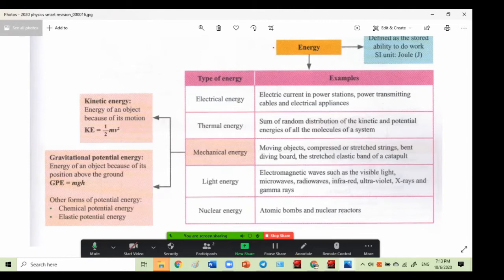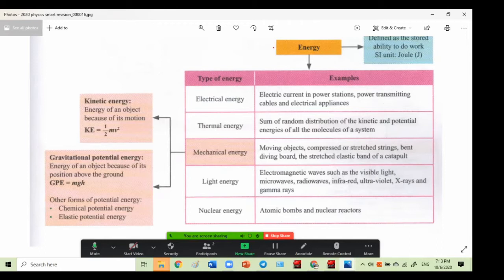Other forms of potential energy include chemical potential energy, like batteries. Batteries are chemical potential energy. Understand now? How about the food we eat?